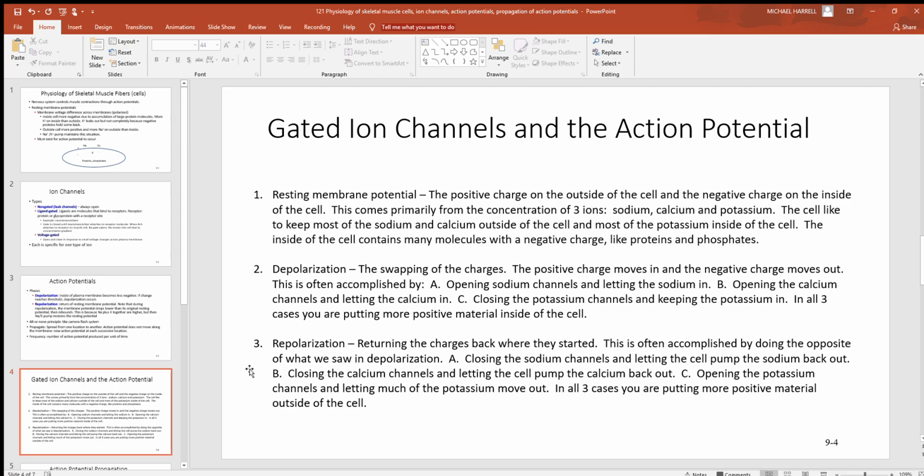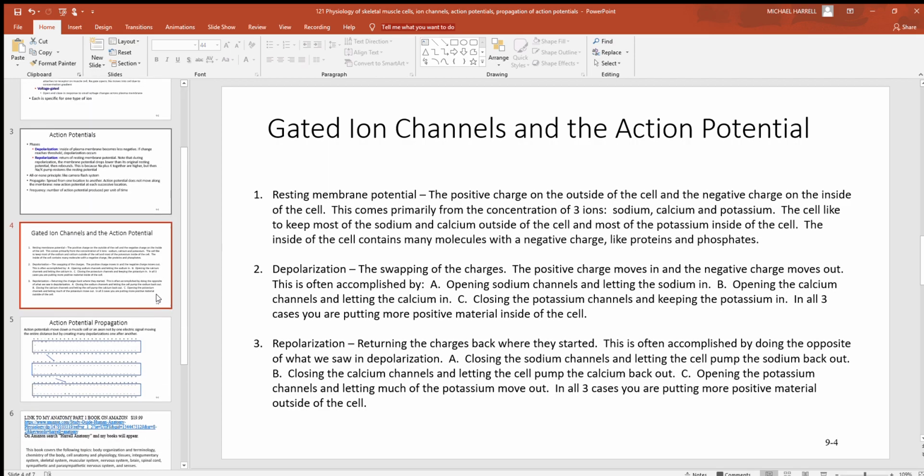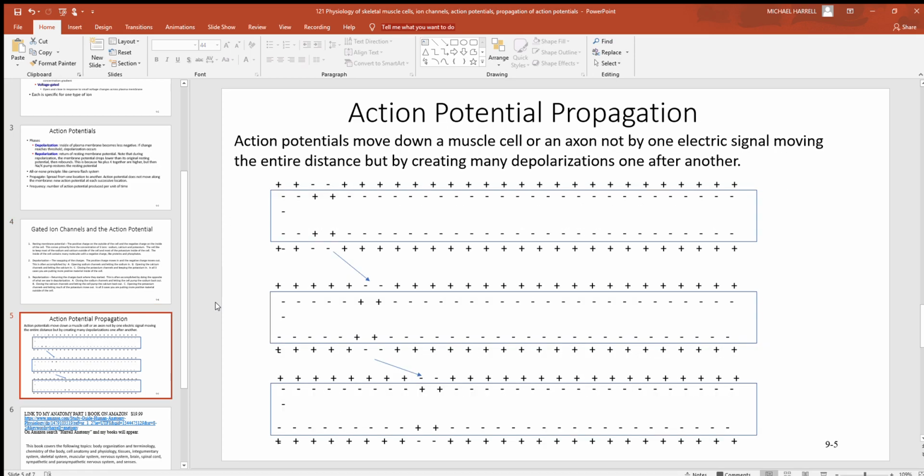Now again, if you want to repolarize this cell, you're just going to return the charges right back where they started. That's generally accomplished by doing exactly the opposite of what we saw in the depolarization. Close the sodium channels and the cell will pump it right back out. Close those calcium channels and the cell will pump it out. And open the potassium and it will diffuse out, just simply moving from a high to low concentration.